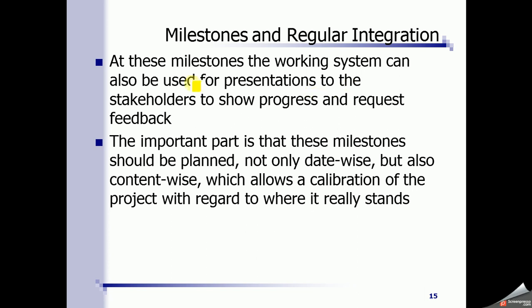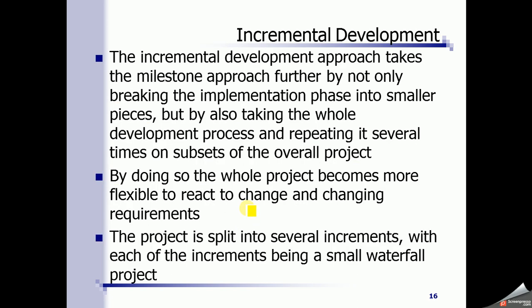At these milestones, the working system can also be used for presentation to the stakeholder to show the progress and request feedback. So we can also show these working systems to the users and owners, and we can get their feedback so that it can be incorporated. The important part is that these milestones should be planned, as I discussed before, both date-wise and content-wise, right? So which use cases will be delivered and when they will be delivered.